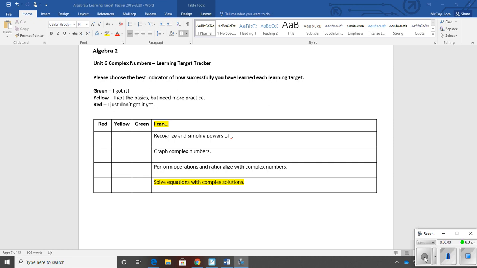Elementary Calculus. Today your learning target is I can solve equations with complex solutions. It should say I can solve quadratic equations with complex solutions.